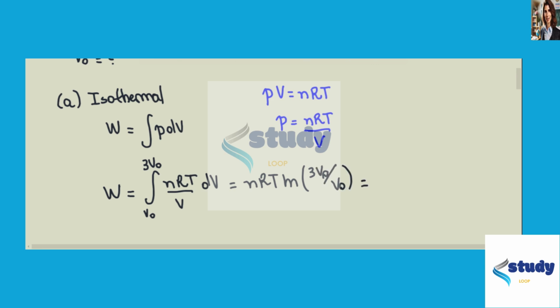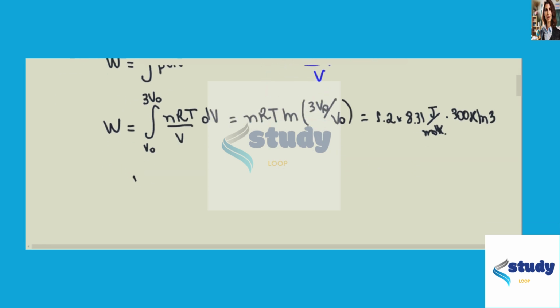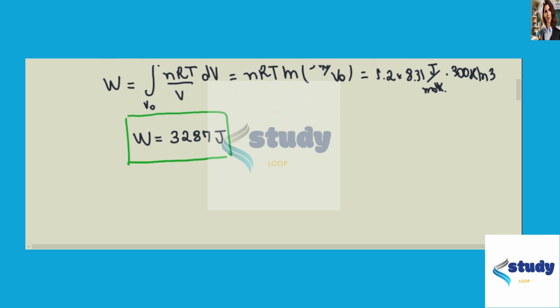So this is n, which is 1.2 moles, times R, that's 8.31 joules per mole Kelvin, times the temperature of 300 Kelvin times the logarithm of 3, meaning that the work will be 3287 joules. Okay, this is the isothermal case.